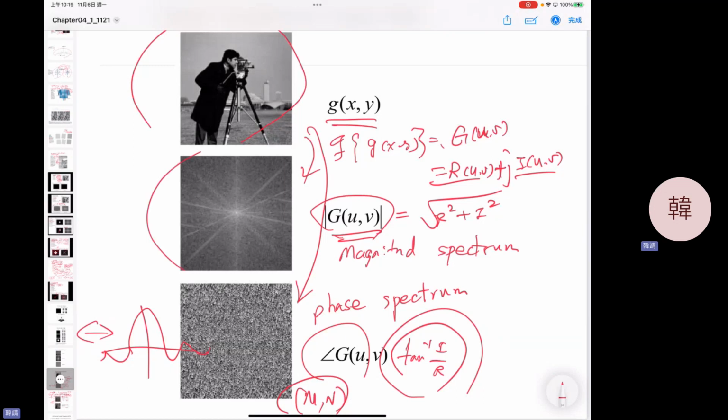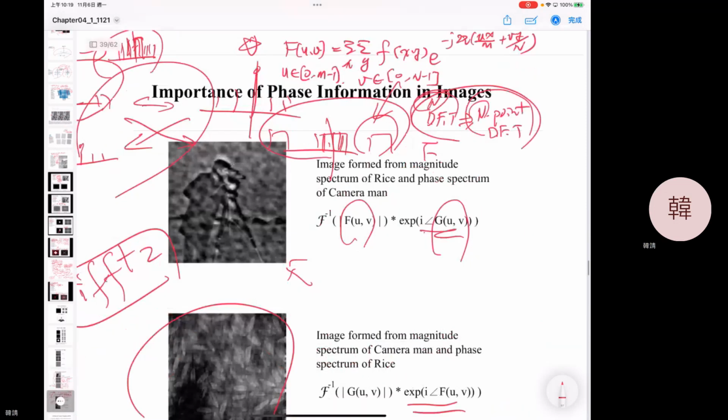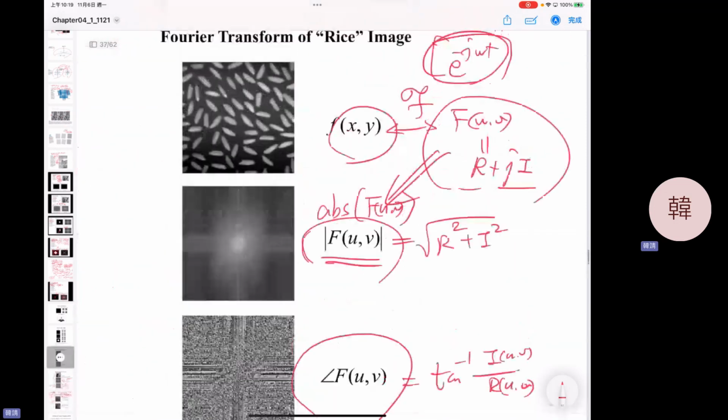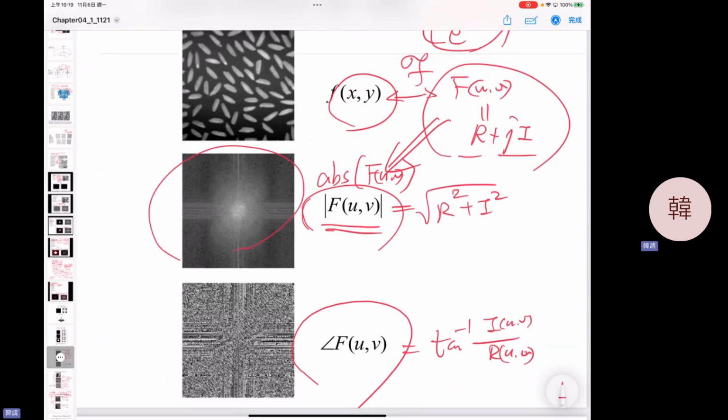Okay, like this one, it's the cameraman's magnitude spectrum. This is the phase spectrum of the cameraman. If you change to another image, the other image is rice. Okay, so similar. So it's the magnitude and the phase of the rice image. So if you mix up, you didn't do it well.